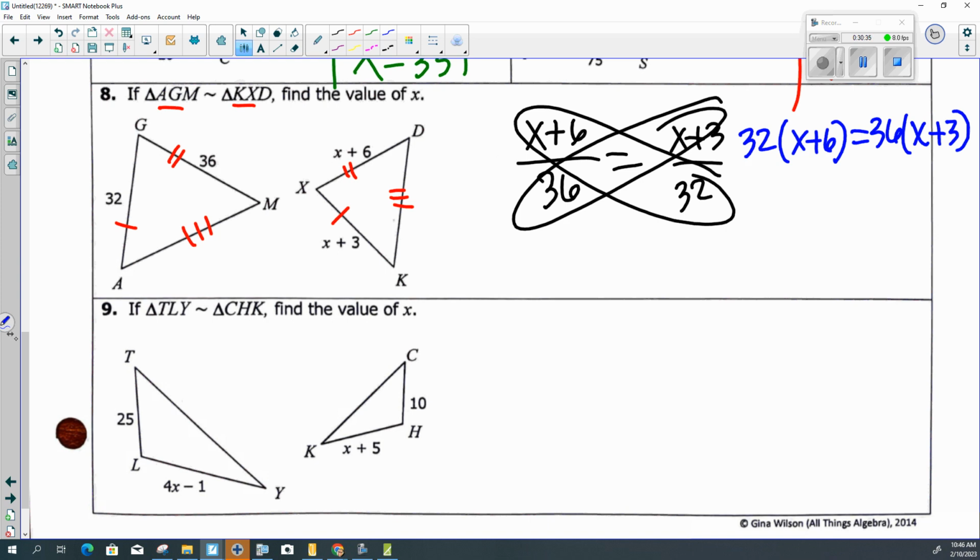Any questions on how it's set up or how we knew which sides were corresponding? Yeah, Camden, how would I solve now? Yes. 32 times 6, huh? 32 times 6 is 192. Oh, why did I put plus?